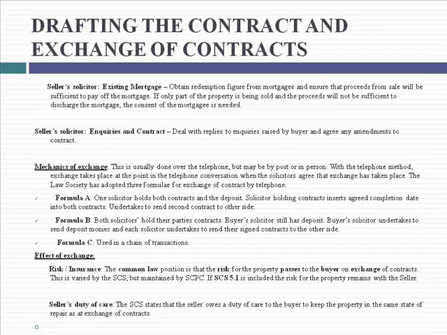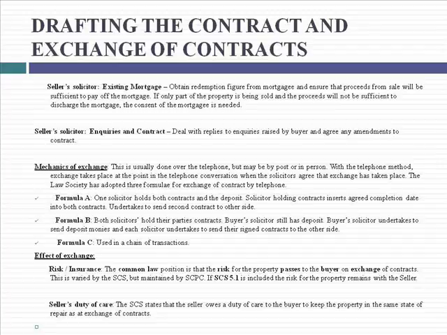Formula B: both solicitors hold their parties' contracts. Buyer's solicitor still has the deposit. Buyer's solicitor undertakes to send the deposit monies, and each solicitor undertakes to send their signed contracts to the other side. Formula C is used in a chain of transactions. Effect of exchange.